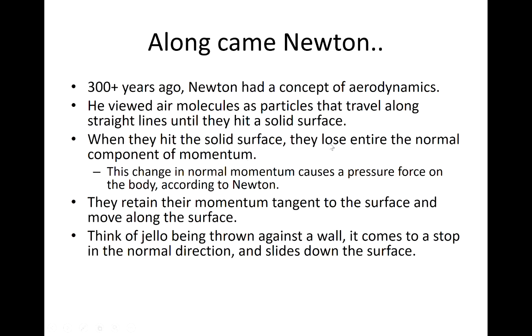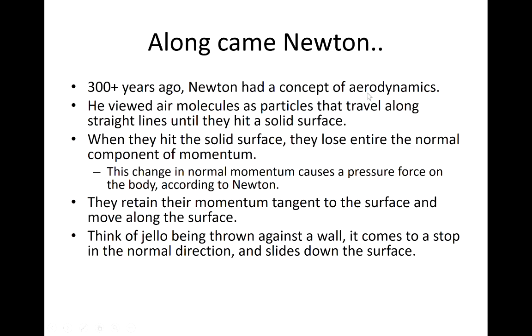What happens is it loses its normal momentum, but the tangential momentum tangent to the surface is preserved, so the particle continues to move in a direction tangent to the surface. So think of a jello that you throw against an inclined wall. When it hits the wall, it's not going to bounce back. It'll come to a stop in the normal direction, normal to the wall, but it'll continue to slide down along the surface. So this is the model that Newton proposed for all fluid mechanics.